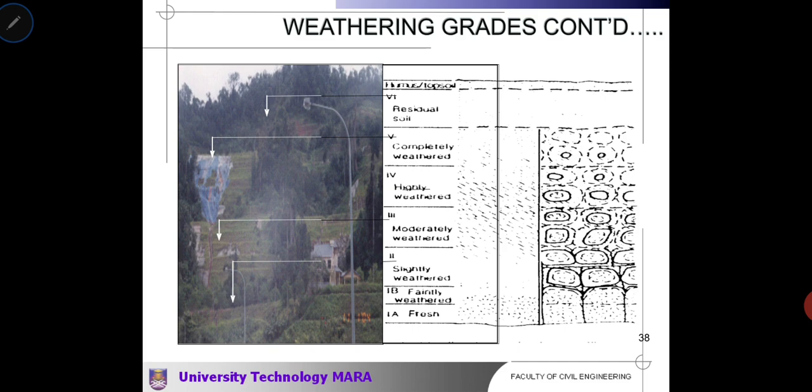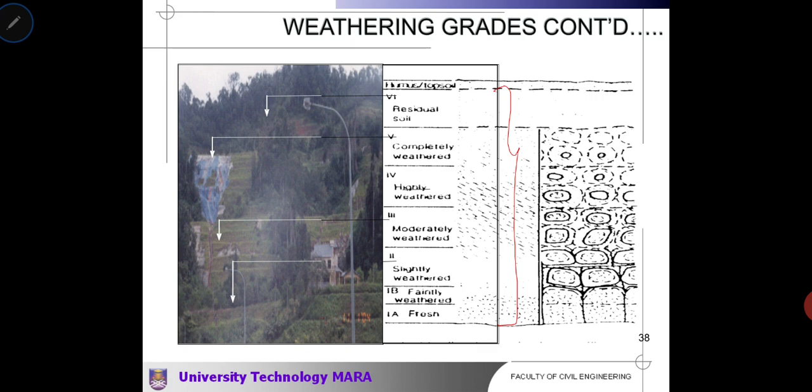Okay, how do you explain this grade? You can number the grade, but how do you explain this to people that want to understand what grade 6 is all about? So we can use this explanation to explain the grade. If you have grade 6 in Malaysia, what we commonly see on site will be residual soil.